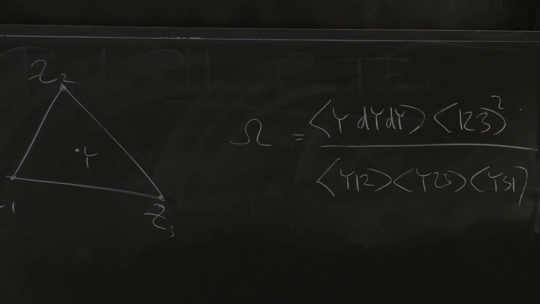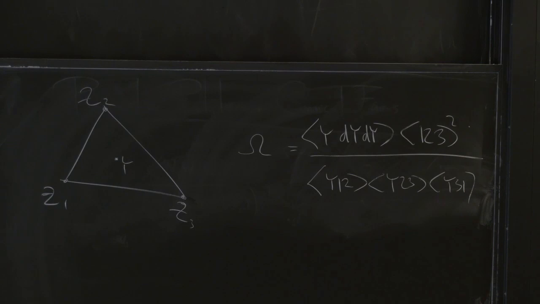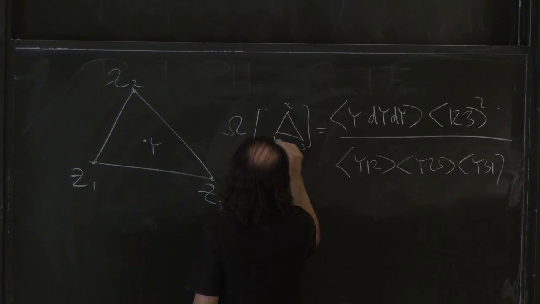It has to have poles when y is on the line 1, 2, when it's on the line 2, 3, and the line 3, 1. And then on those poles, it has to keep going and have correct residues, but it does. Okay, so this is the canonical form associated with this triangle 1, 2, 3.